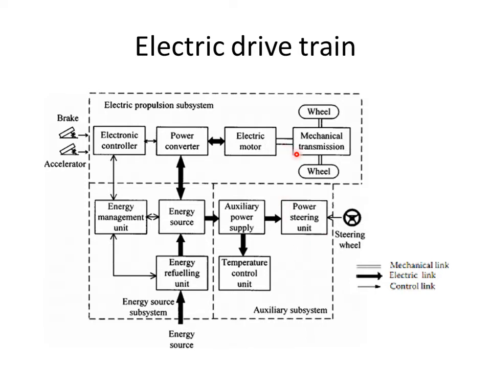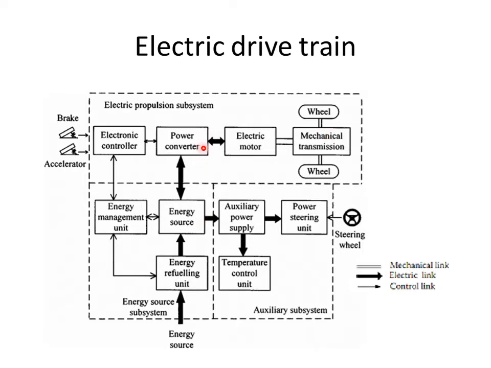Now coming to the electric propulsion subsystem, here we have the electronic controller, power converter, electric motor, mechanical transmission and the wheels. The electronic controller receives the signal from the brake and the accelerator, and accordingly, coordinating with the energy management unit, it gives the control signals to the power converter and controls the direction of the power flow from the energy source to the motor, or from the motor, that is from the wheels, to the source.